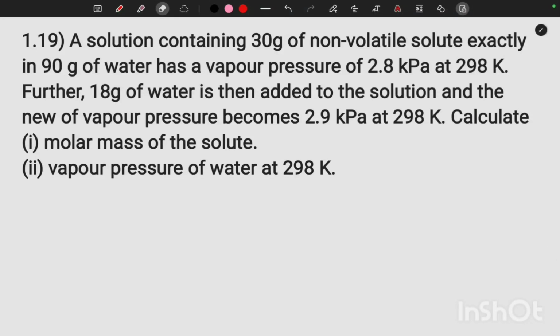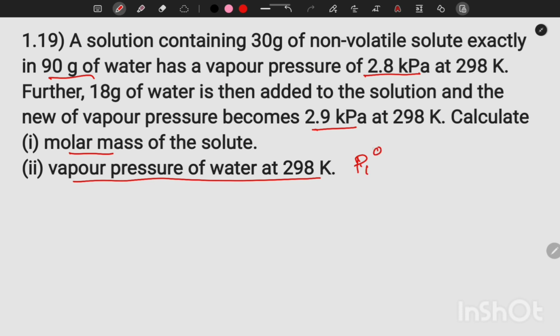Solution containing 30 gram of non-volatile solute exactly in 90 gram of water has a vapor pressure of 2.8 kilopascal. Further, 18 gram of water is then added to the solution. The new vapor pressure becomes 2.9 kilopascal. Calculate the molar mass of the solute and vapor pressure of water at 298 Kelvin.